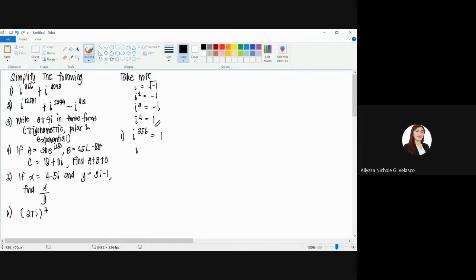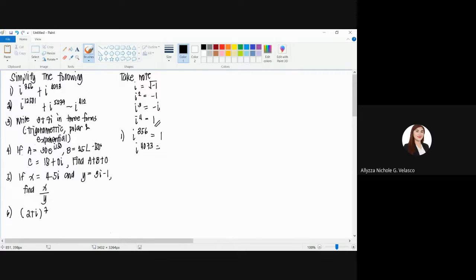Next is the value of i raised to 4073. Again, identify if it's divisible by 4. 4073 divided by 4 is 1018.25, so there is a remainder. The 0.25 times 4 gives us a remainder of 1. So when the remainder is 1, what will be our value?